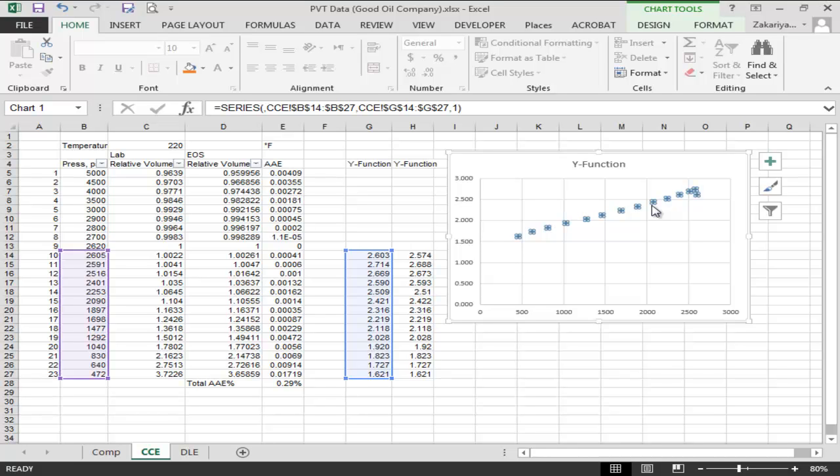You usually find that there are points like this here. So maybe it's better to ignore the first points from here, because those points are near to the saturation pressure. So we usually ignore those points when we do the best fit.